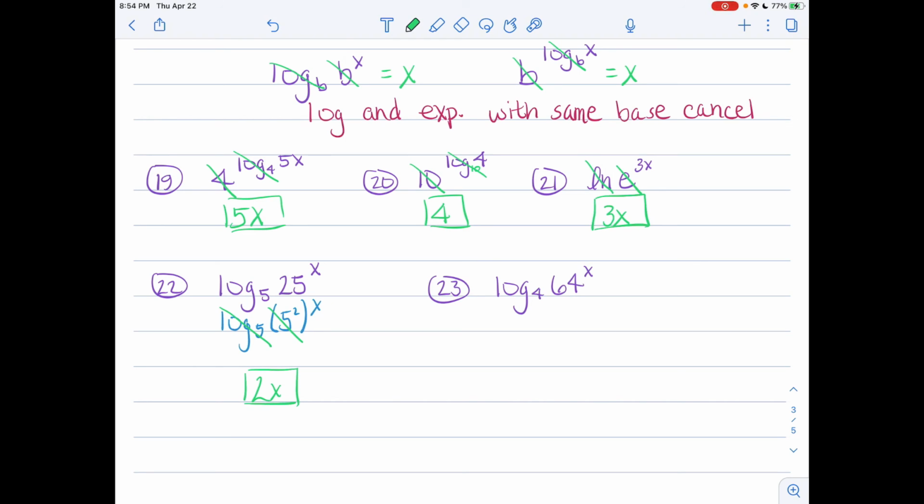Why don't you try this one, similar to number 22, and come back when you're done. All right, number 23, you could rewrite 64 as 4 to the third power so that these do have the same bases, log base 4 and an exponent base of 4. Those will cancel, leaving me with 3 times the x.